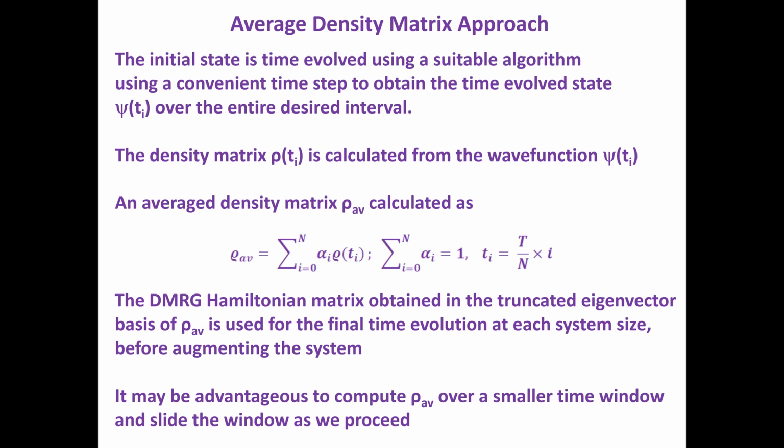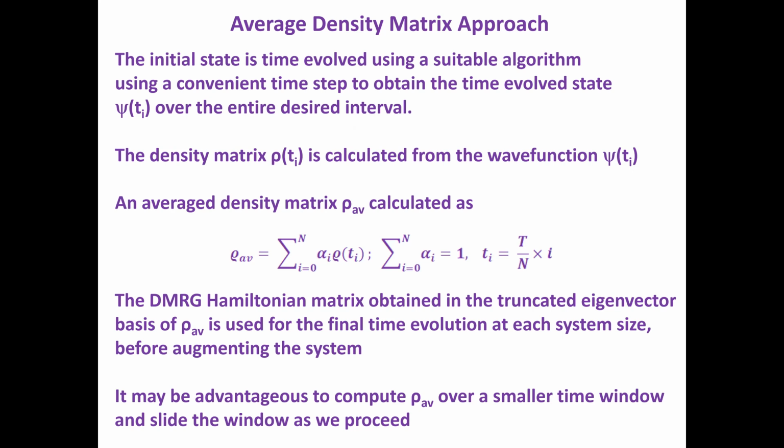So in order to improve this, Lu, Xiang, and Wang, LXW they call it, used an average density matrix approach. In this approach, at the time when the system size is n, you obtain the Hamiltonian matrix from DMRG and crudely propagate it in time steps delta t, 2 delta t, 3 delta t up to some time interval capital T.